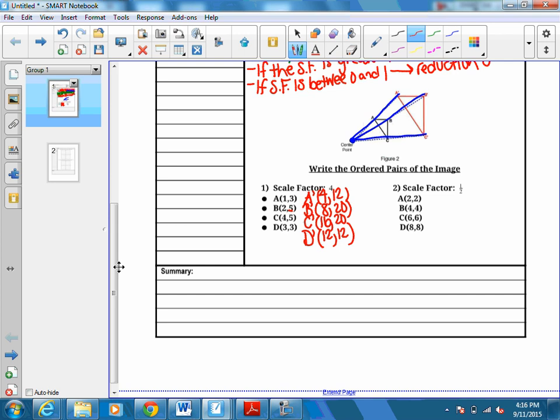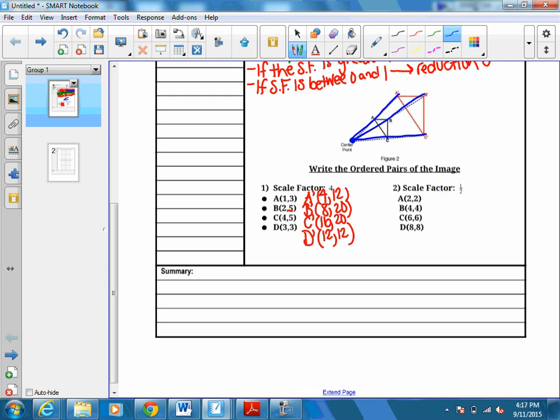Now let's go ahead and take a look at the next problem. The next problem asks me to do a scale factor of 1/2. So if I start with A and I want to find the image of A, this time I'm multiplying by 1/2.